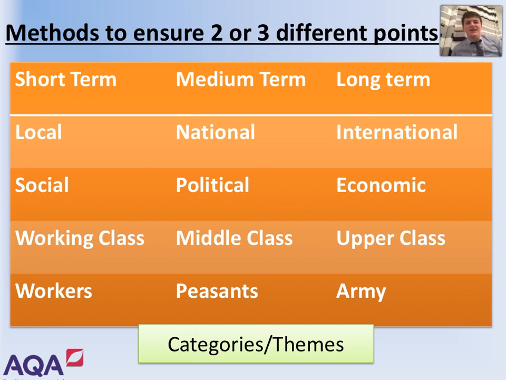We've talked about this in lessons, but one way to make sure you have different points is to break your thinking into different categories or different themes. For example, you can go for a short, a medium and a long-term reason or consequence or effect. You can go for a local, a national and an international. Again, reason, effect, cause, consequence, depending on what the question asks you. You could also go for social, political and economic.